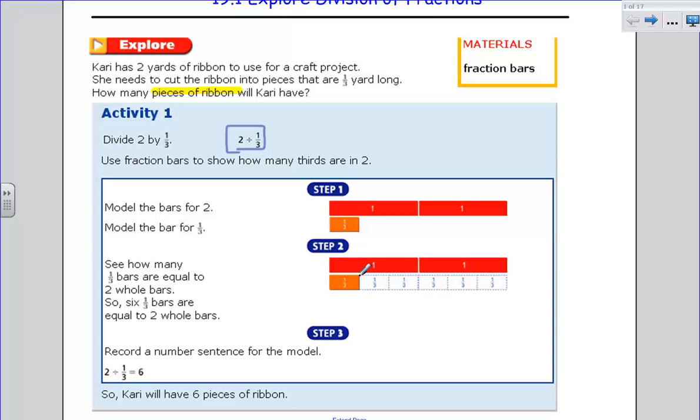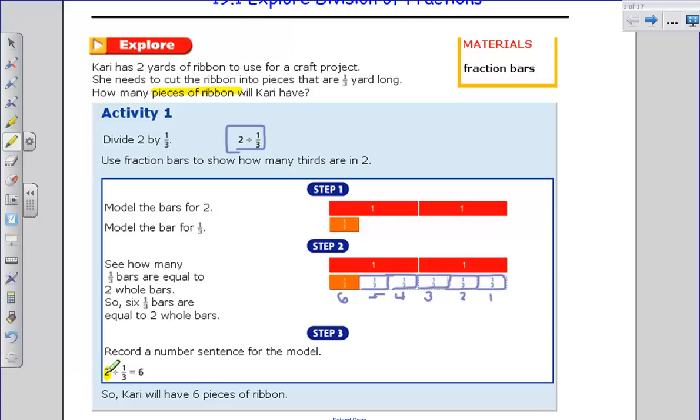So here's what I'm going to do. I'm going to draw in my third sections. I've got a third, a third, a third, a third, and a third. Now I'm going to count how many third sections I have. I have 1, 2, 3, 4, 5, 6. So the answer to my problem is 2 divided by 1/3 equals 6. So Carrie can have 6 pieces of ribbon.